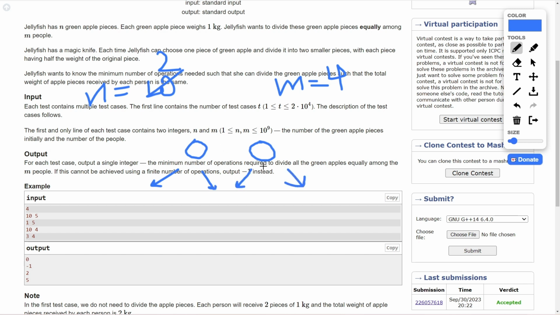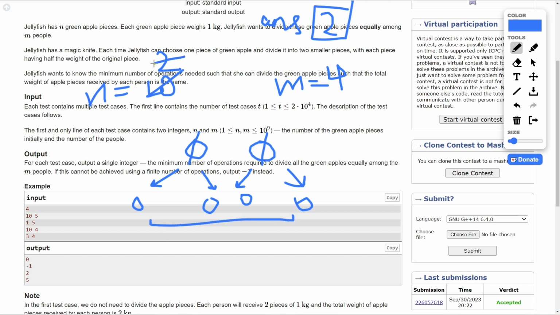So how many operations will we perform? 1, 2. Okay, suppose I have an answer variable, so it just got 2 in here because we are doing 2 operations. Okay, so now how many pieces of apples do I have? I have got 4 pieces of apples. Can we divide these 4 pieces of apples equally? Yes, we can divide. So the answer is 2.